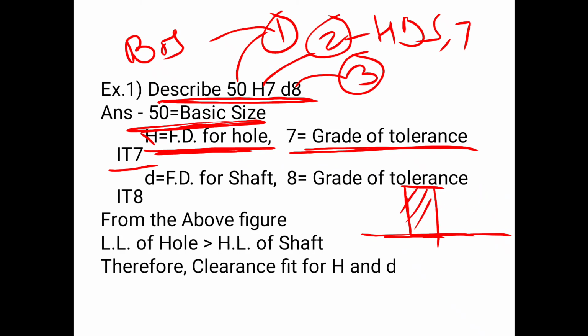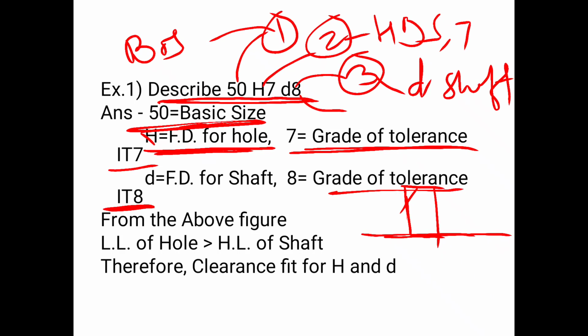Similarly, go to the next term, the third term. Small d is used, hence a small d type of shaft is used, for mating with this H type of hole, and 8 is IT8. IT is the tolerance grade used for that mating shaft.